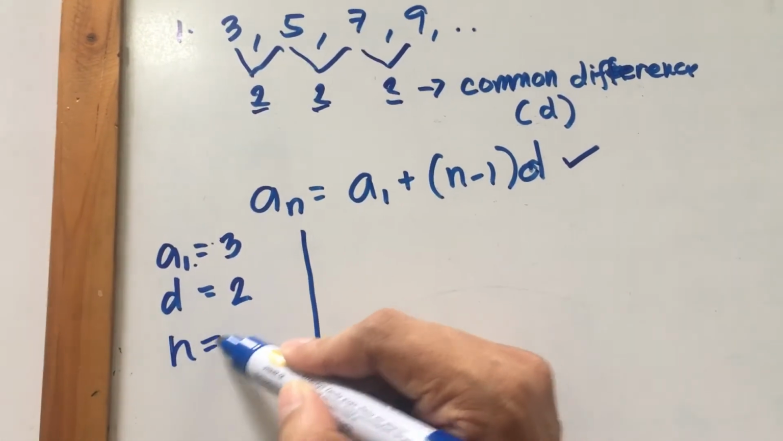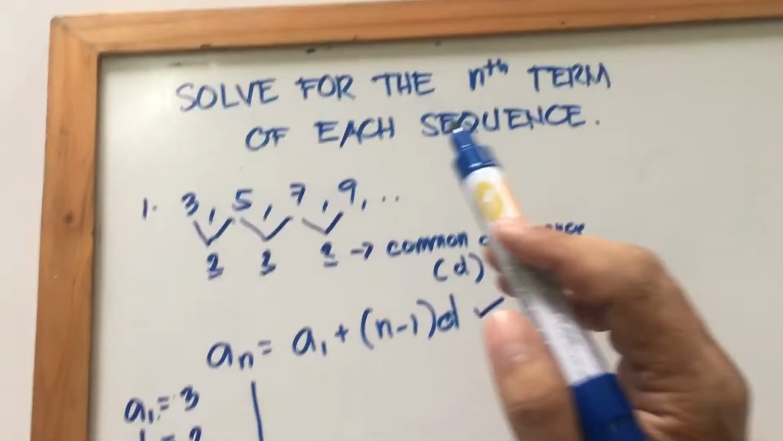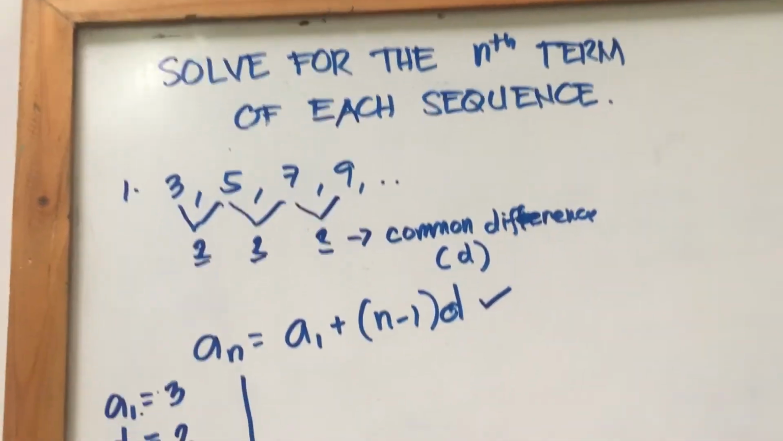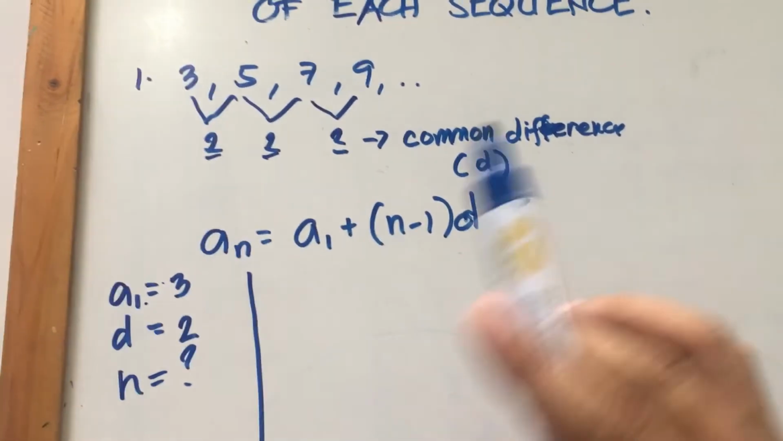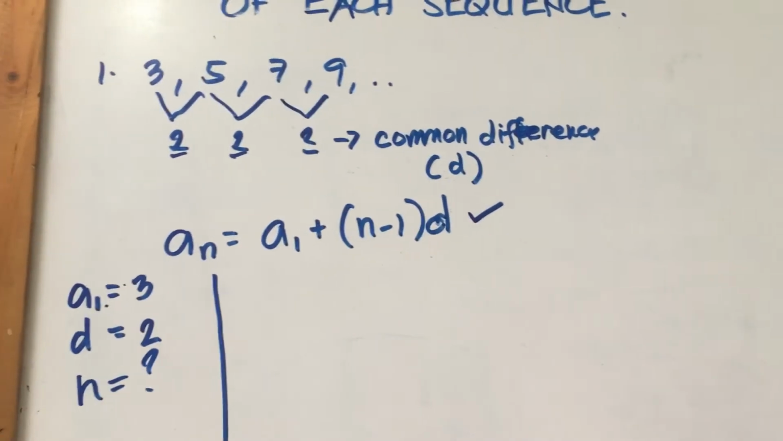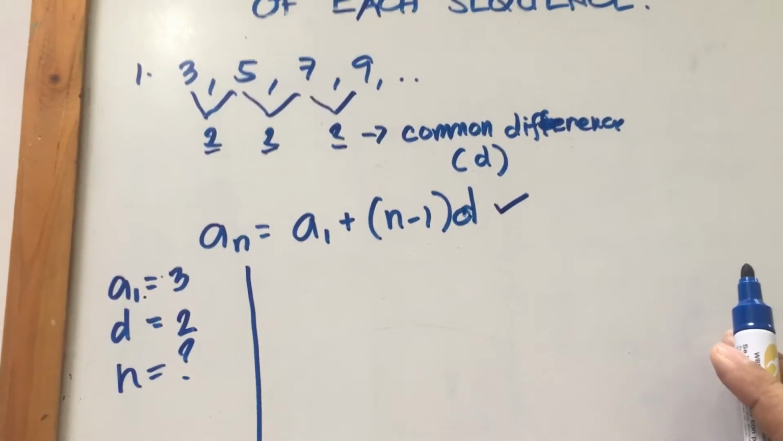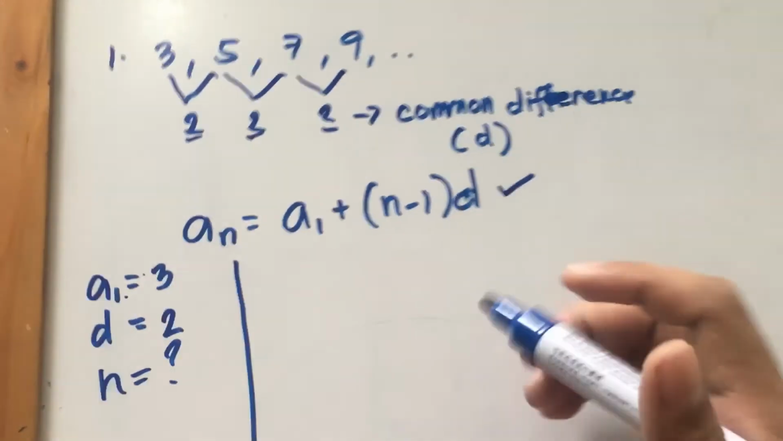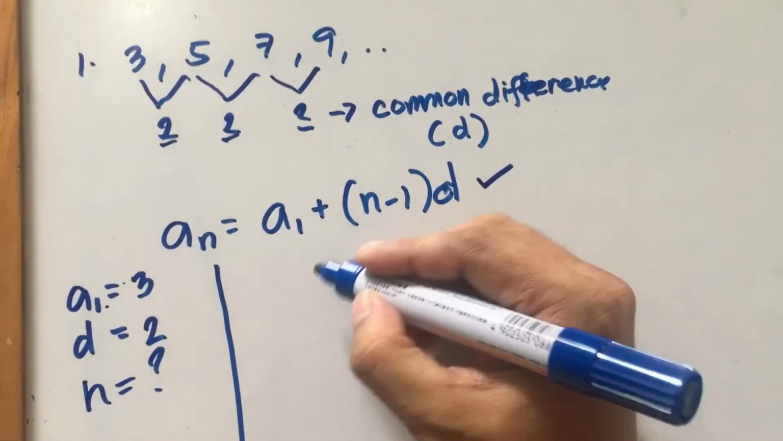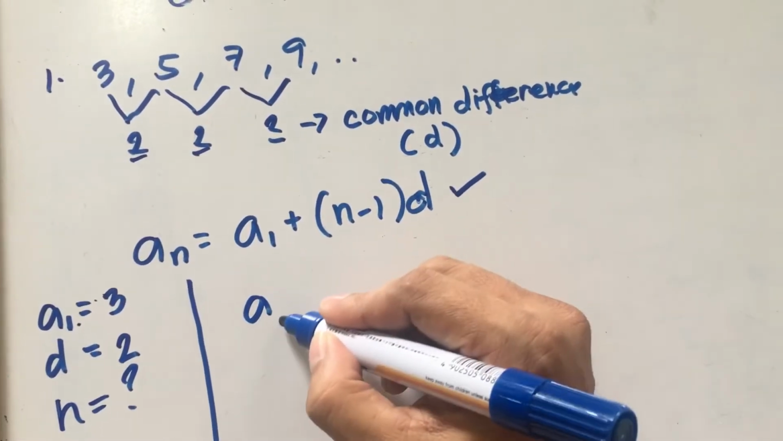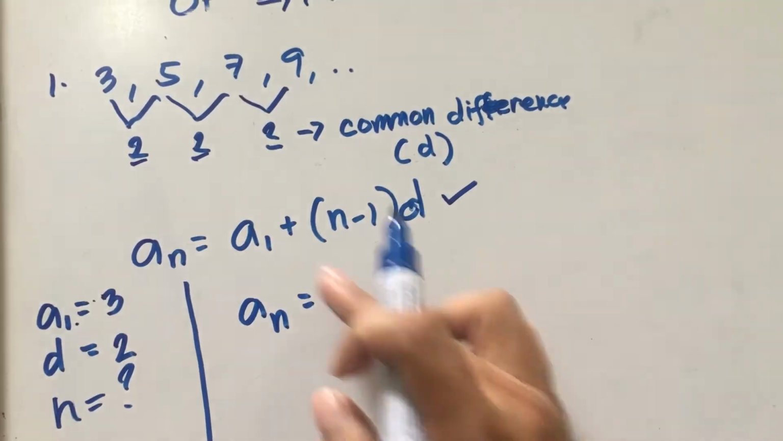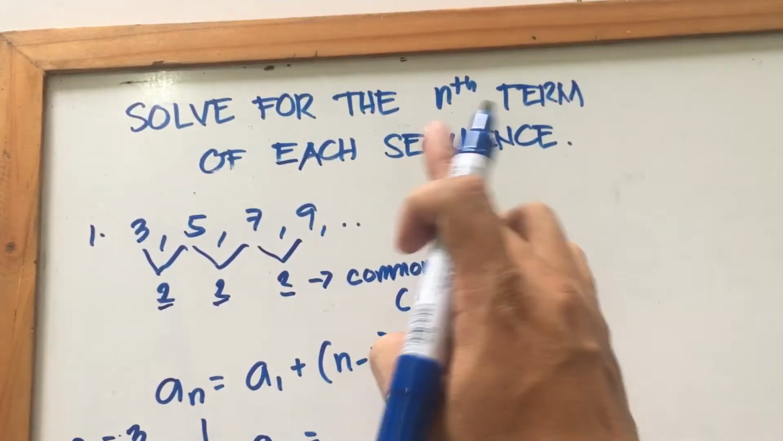Now, what about the answer? The n now is what we are looking for, the nth term. So which means we will solve using the nth term formula. Again, we don't touch the n. You just simply copy a sub n, because that is actually the nth term itself.